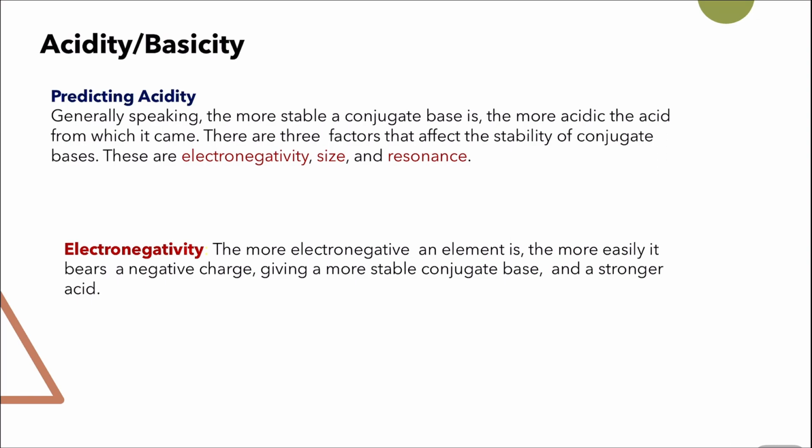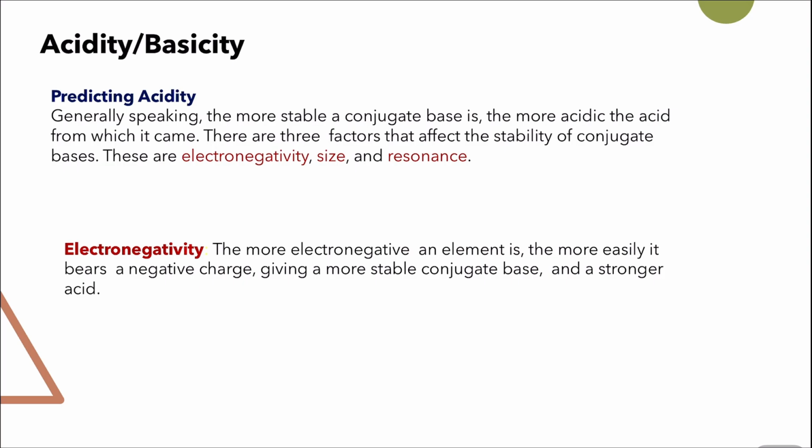Generally speaking, the more stable the conjugate base, the more acidic the acid from which it comes. So there are three factors that affect the stability of the conjugate base. So we need to look at why the conjugate base will be more stable. The more stable the conjugate base, the more it's favored to be formed, and the weaker the conjugate base. These three factors are electronegativity, size, and resonance.